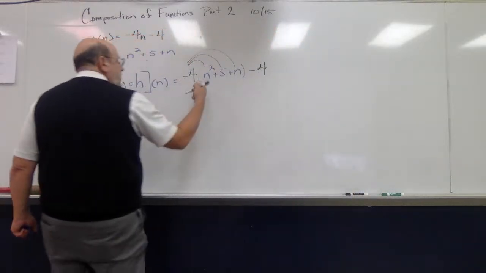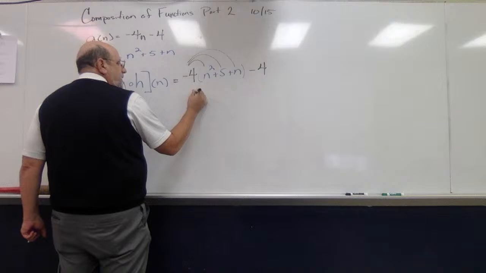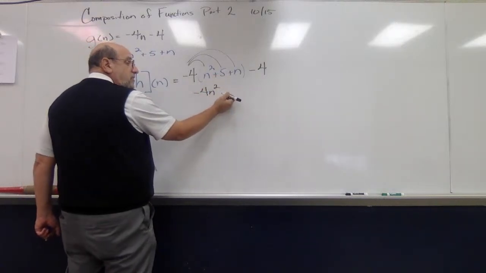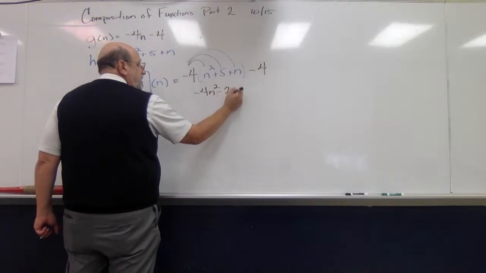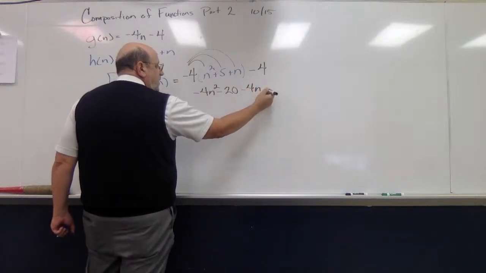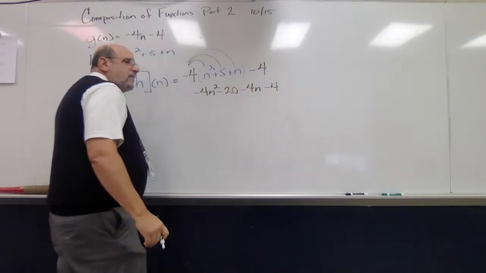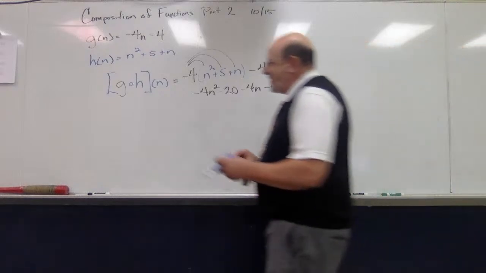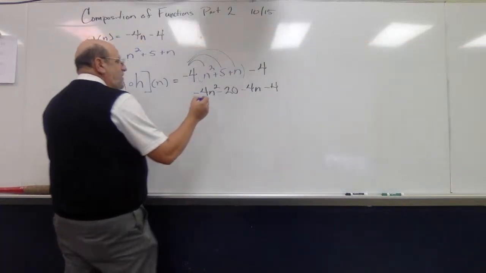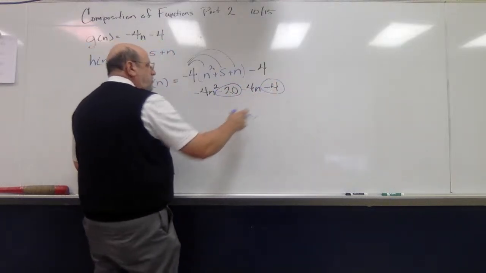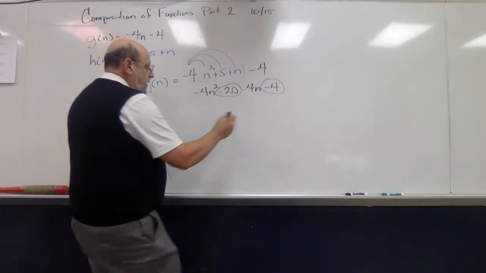What's -4 times n squared? What's -4 times 5? And then -4 times n. See how simple it was? We have like terms of -20 and -4. What do we get when we put those two together? -24.